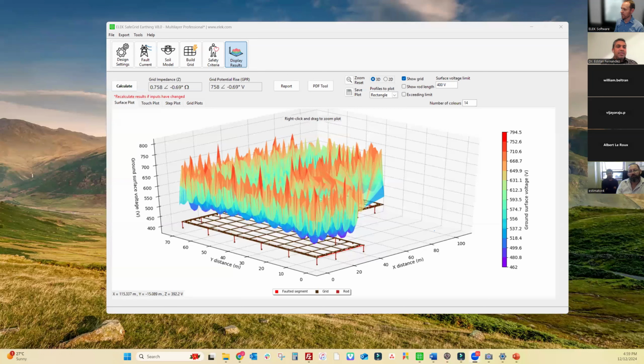Okay, another question is, does our modeling take into account the internal impedance of the conductors? Yes, it does, and that's a very important factor. You need to consider the voltage drops along your earthing system conductors. Very few software packages do this. They assume that the voltage at any point in the grid is the same.